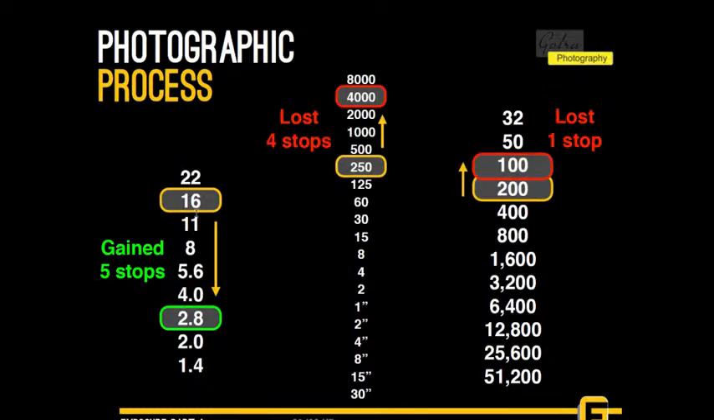Another thing, if you want to move from 16 to 2.8, then you gain 5 stops: 1, 2, 3, 4, 5. Okay, so if you're gaining 5 stops, then the shutter speed has to go back 5 stops: 1, 2, 3, 4, and this one should be 1. Okay, go back 1. So it's a formula, basically a trick. If you're increasing 5 stops here, then 4 stops there, 1 stop there. So it depends in that way.